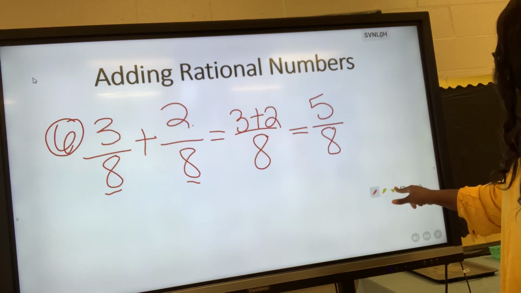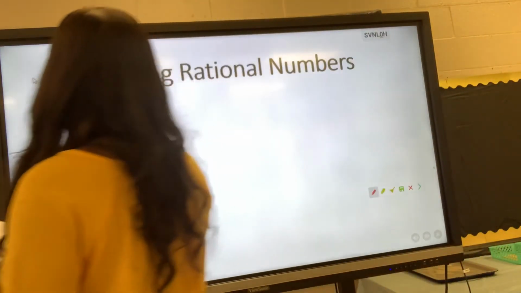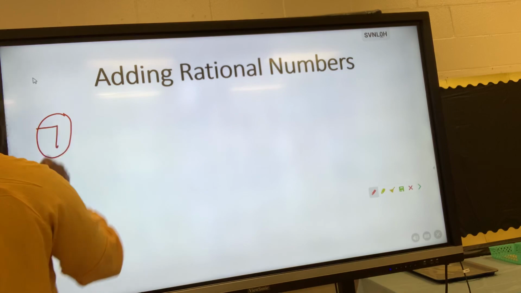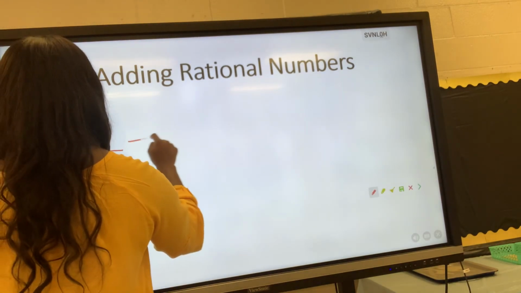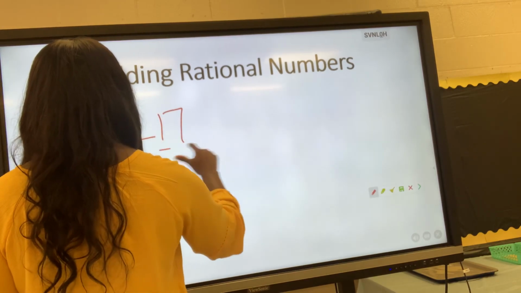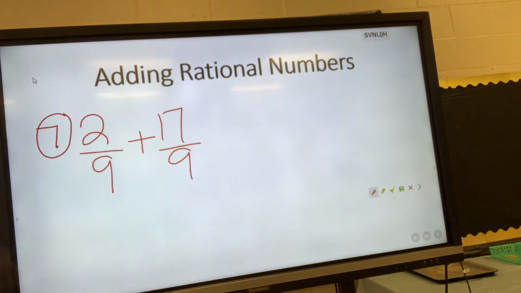Okay, let's do one more. Call this one number 7. So 2 over 9 plus 17 over 9. Now don't let a big number scare you. It's still the same way. You still do it the same way. It's still fairly simple.